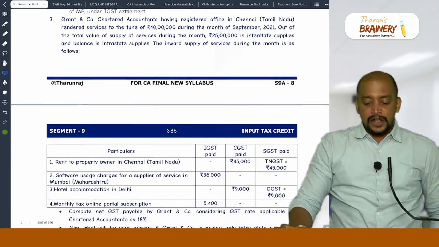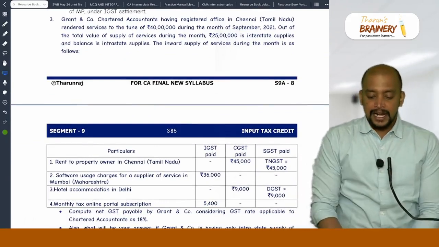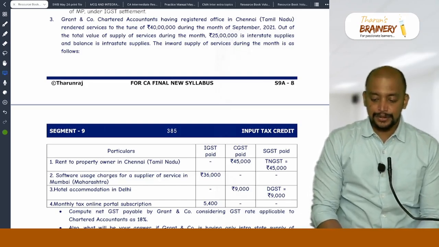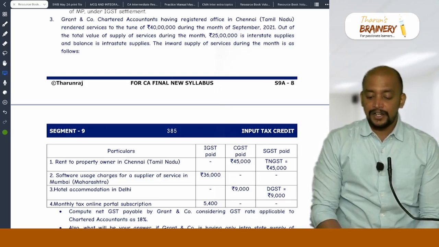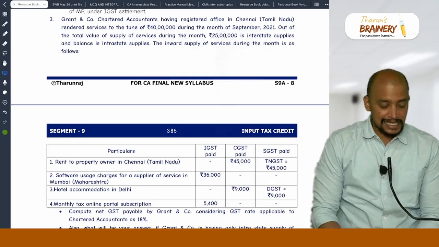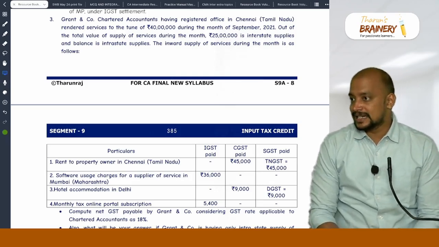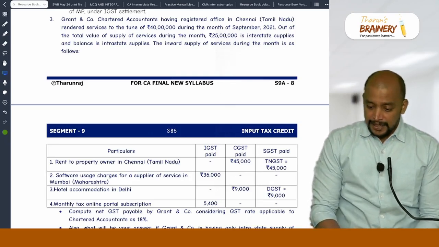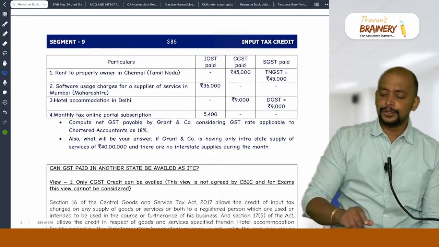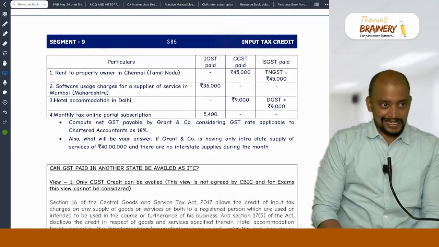Now you look into the question. Grant and Co., Chartered Accountants, having registered office in Chennai, Tamil Nadu, rendered services to the tune of 40 lakhs during the month of September 2021. Out of the total value of supply of services during the month, 25 lakhs is interstate, meaning IGST liability, and the balance is intrastate, meaning CGST, SGST. The inward supply of services during the month is as follows. Rent to property owner in Chennai, Tamil Nadu. Can we take that as credit?